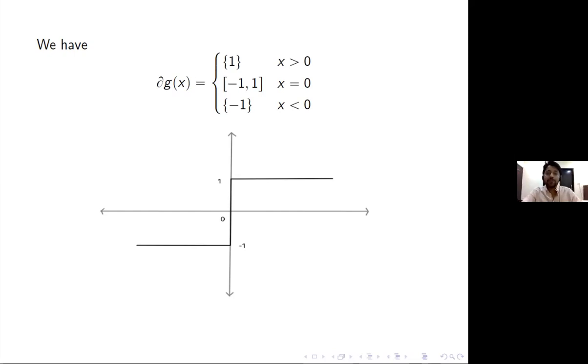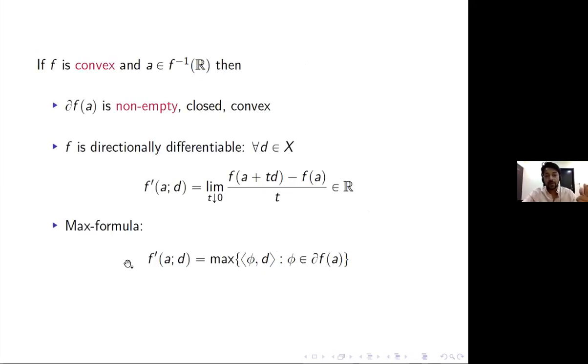It's because convex functions have some nice properties that go well with the differential subdifferentials. We list out some properties here that will be useful in our talk and interesting on their own. If f is a convex function and a is a point such that f(a) is a real number, then the differential subdifferential of f at a turns out to be a non-empty closed convex set.